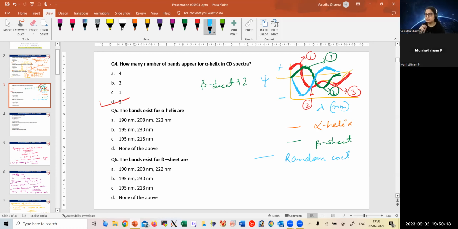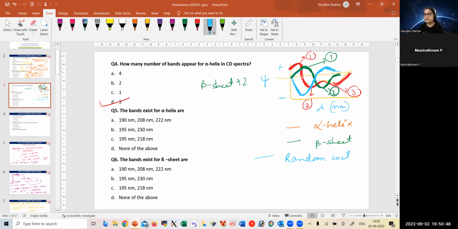Is there any difference in how they are starting? The beta sheet starts on the positive side, but the random coil starts on the negative side. That is the difference. But both of them have only 2 bands. Also their ranges are kind of similar: their positive and negative come at 195 nanometer, and their negative and positive again come at 280 nanometer. So these values also you have to remember.